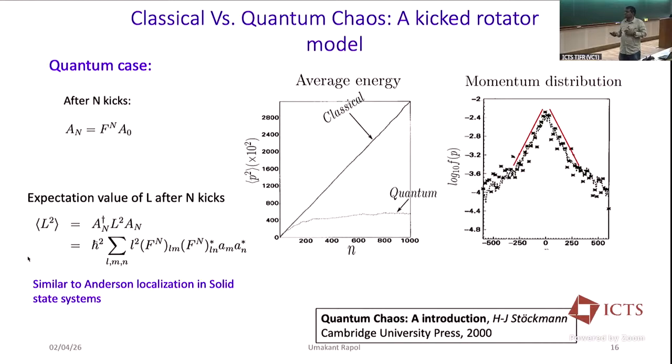Now, this is very similar to what happens with electrons in a disordered medium, which was predicted by Anderson, and there is a lot of work going on in different dimensions on what happens to this localization. This is similar to what happens there, but it's called dynamical localization. It's not localization in real space.